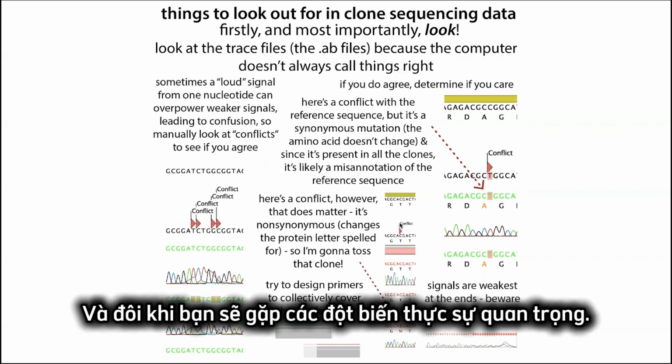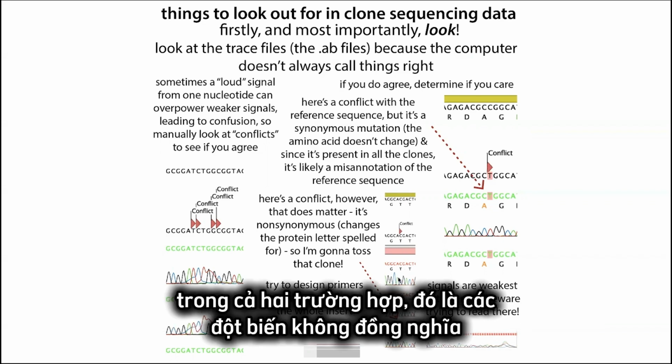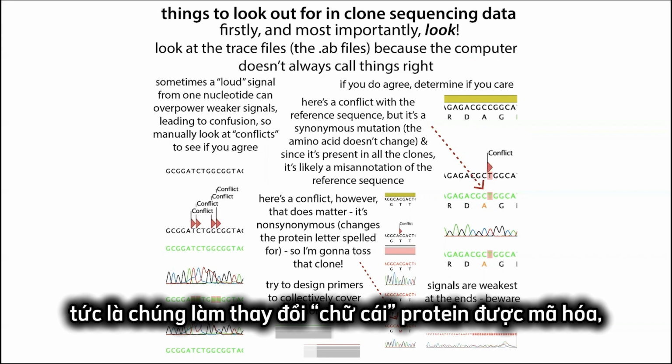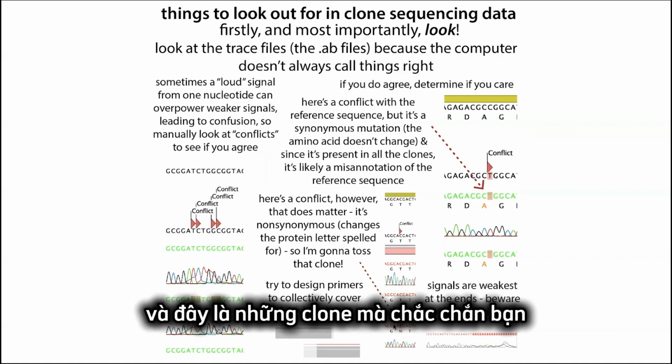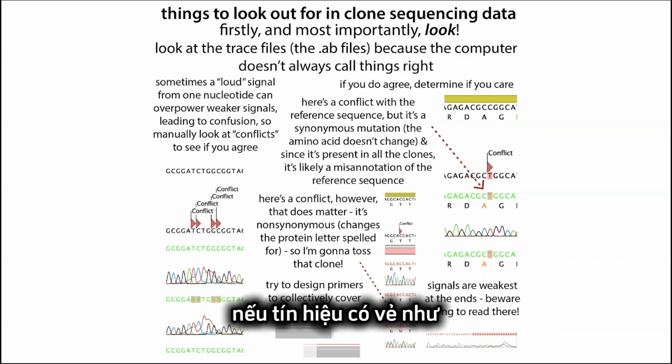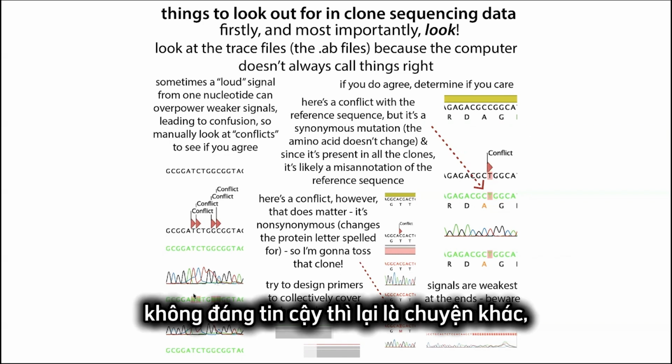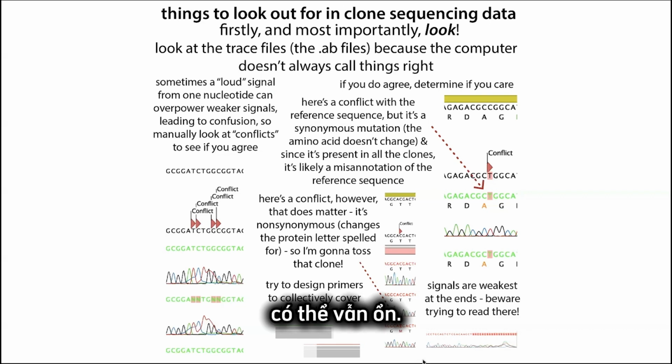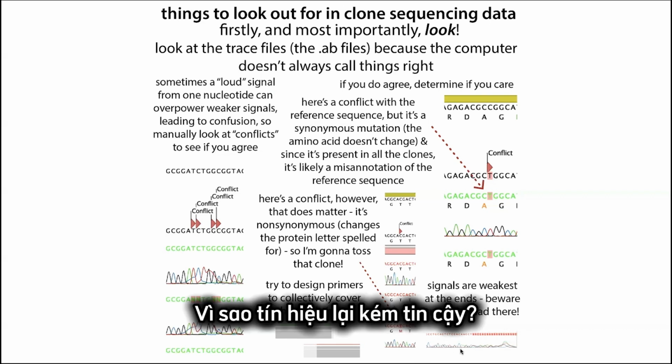And sometimes you'll get mutations that really matter for both cases, that are non-synonymous. So they change the protein letter that's spelled for. And so these are clones that you definitely want to get rid of, as long as that signal is reliable. However, if you have a signal that is unreliable, well, then that's a different story. It might still be okay. And why might it be unreliable?